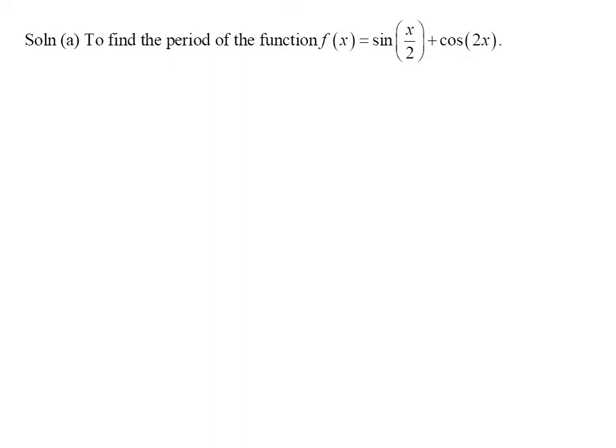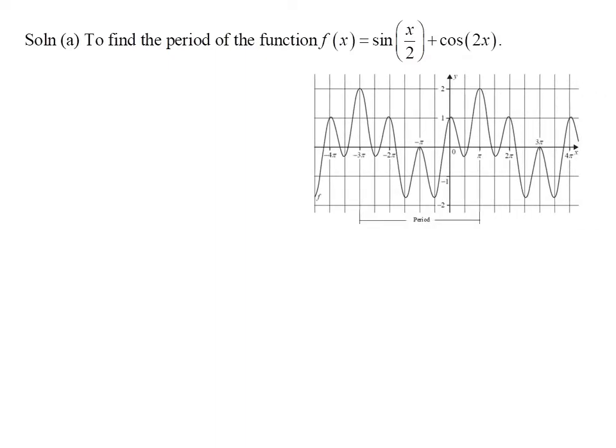Now let's come back to solve part A of this question. According to our observation of the given graph, we find the distance between 2 maximum points is 4 pi. So the period of this function f of x is 4 pi.